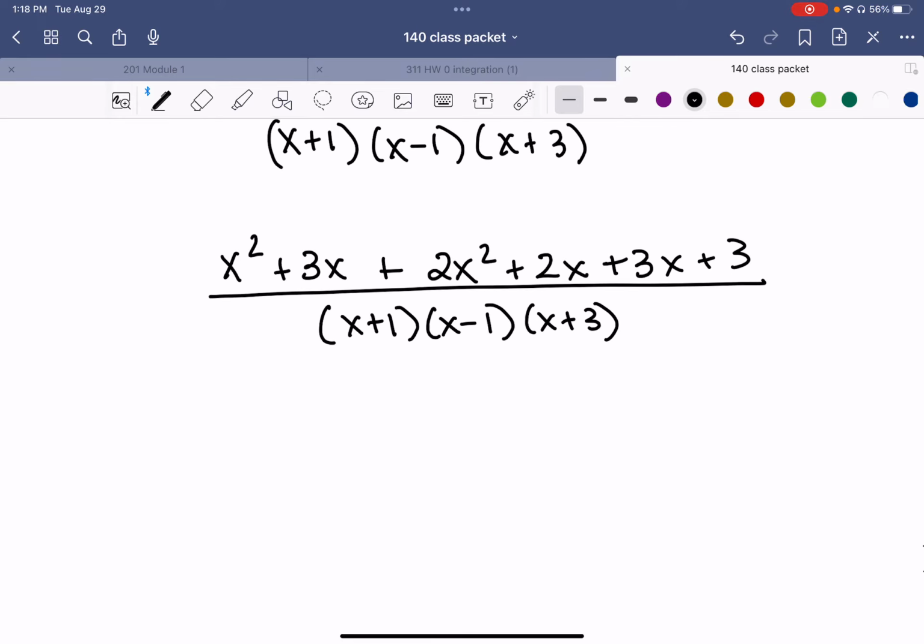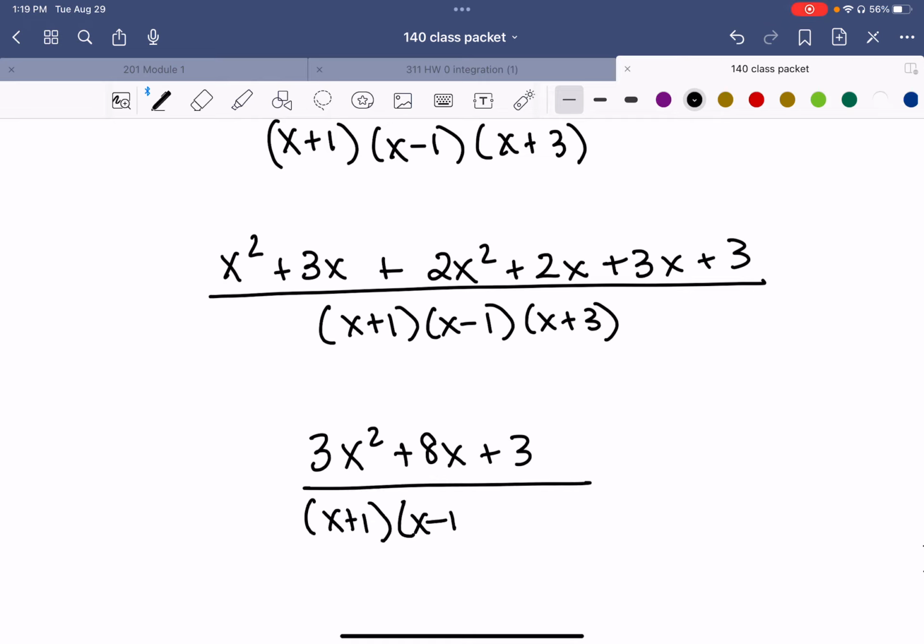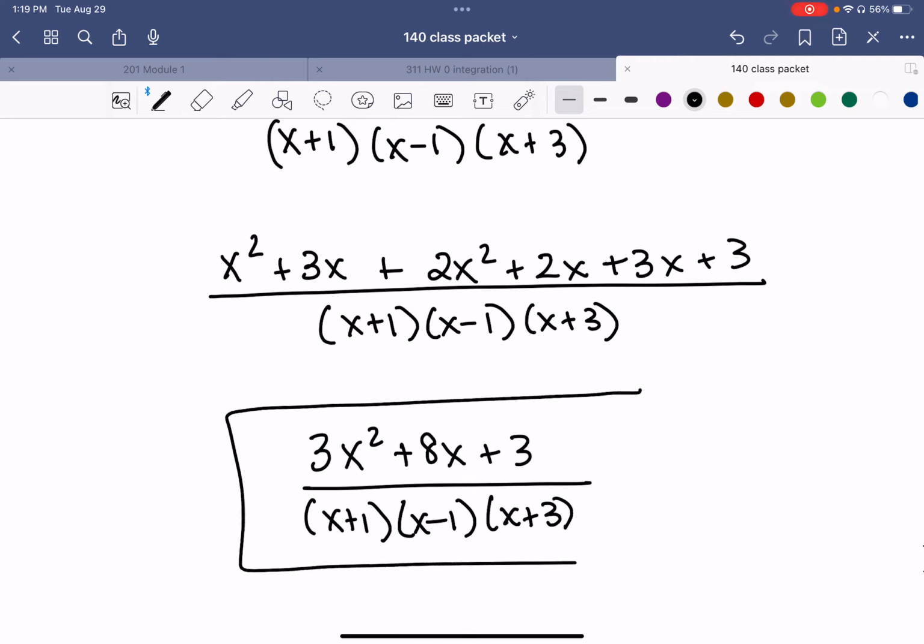Then we combine like terms. So I see 2x squared terms. That's going to give me 3x squared. I see 3x terms, a 3x, and a 2x. It gives me a total of 8x and a plus 3, all over that common denominator. And that is my final answer.